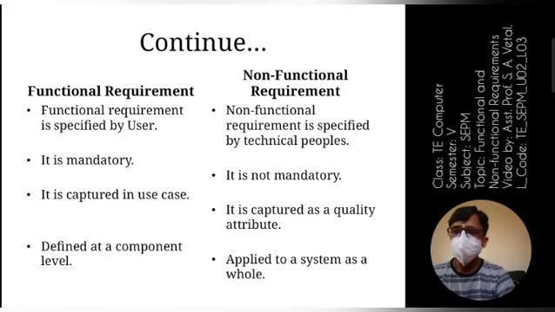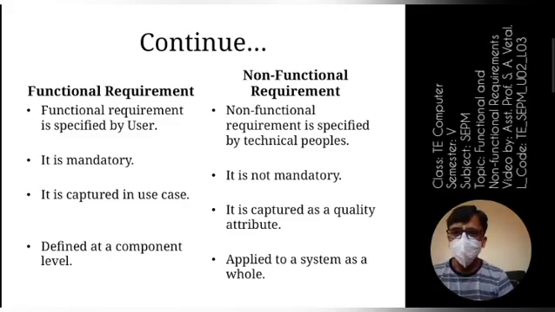Then next is defined at the component level. The functional requirements are defined at the component level. Whenever we prepare the design, in this design we are going to decide the components. Component diagrams are also there. So at the time of that component level, we decide what kind of functionalities or features we are going to provide in the project with the help of functional requirements.